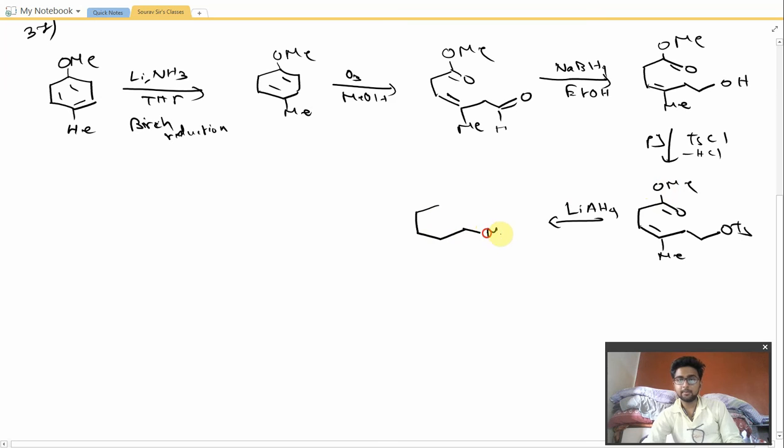This is a methyl group, here is also a methyl group, the double bond will be there as it is, and here OH will be formed. So this is the product that is given in the question.